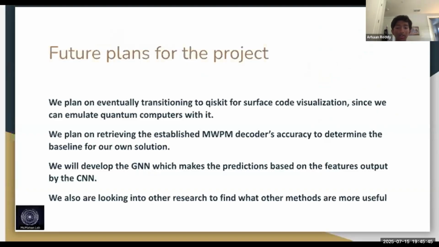Future plans. We plan on eventually transitioning to Qiskit for surface code visualization, since we can emulate quantum computers with it. We plan on retrieving the established MWPM decoder's accuracy to determine the baseline for our own solution. We will also develop the GNN, which makes predictions based on the features output from the CNN. And we are also looking into other research so we can improve our own and find which methods are better.